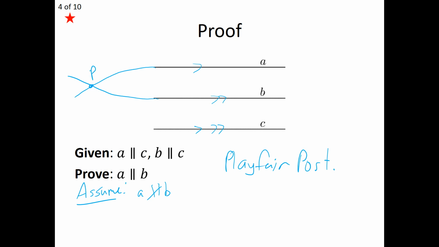That's a contradiction, which means our assumption is wrong. We assumed that A and B were not parallel, which means we can toss that assumption out. What our conclusion then would be is that A is in fact parallel to B. And what that does for us is it adds another property to parallelism, and that is the transitive property.